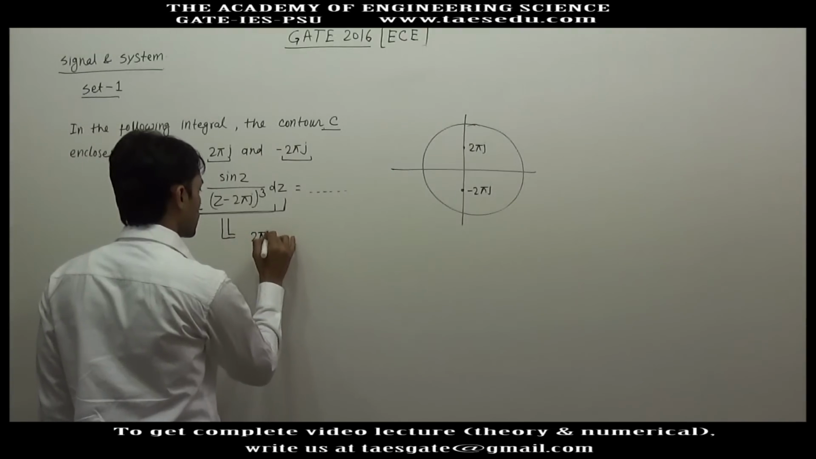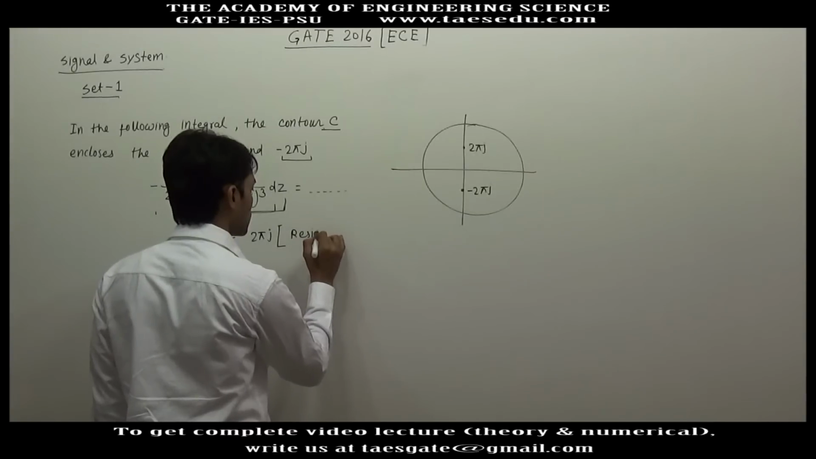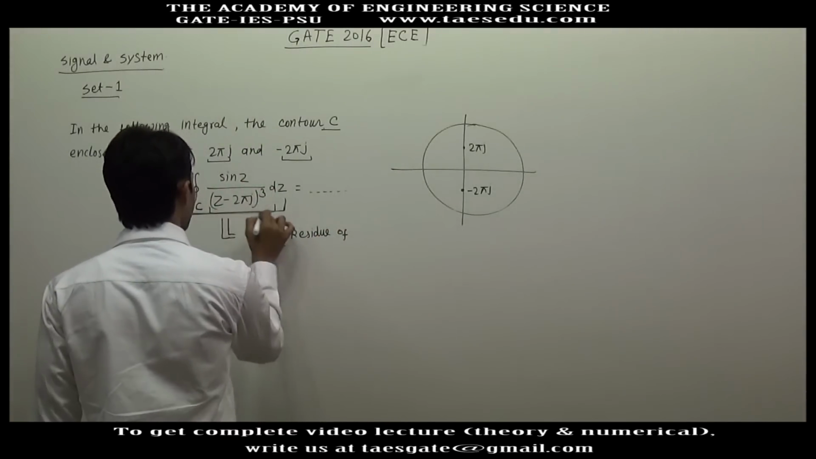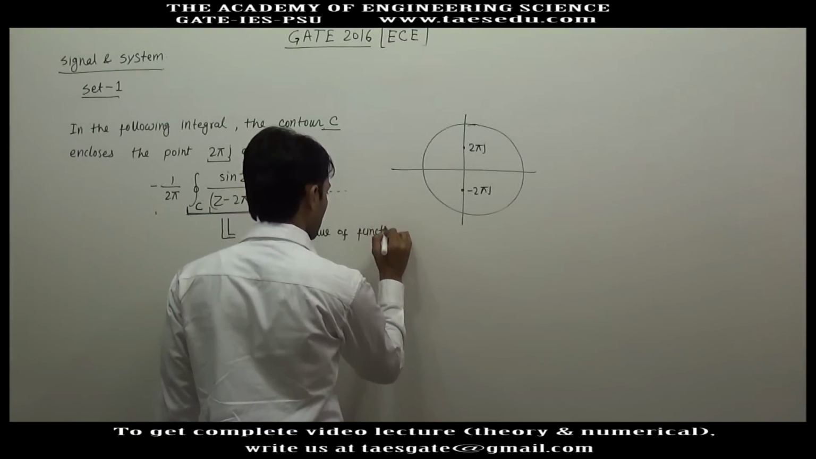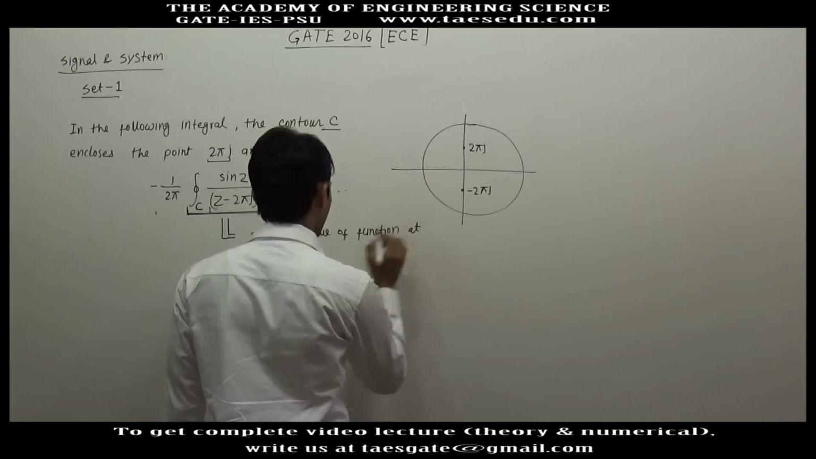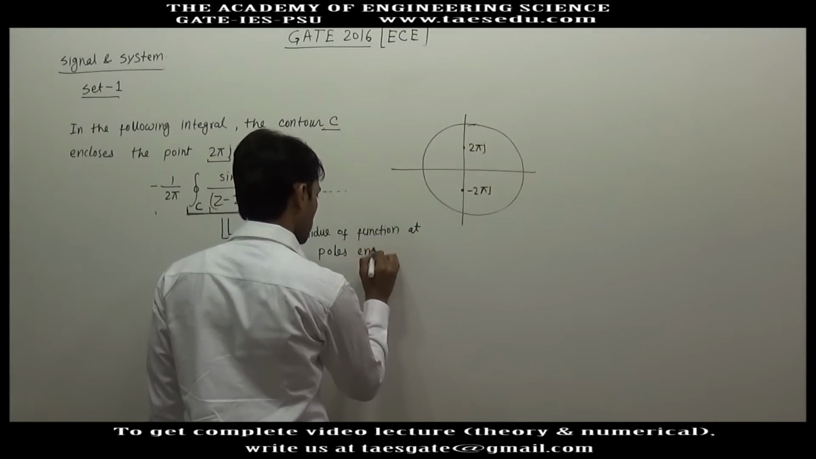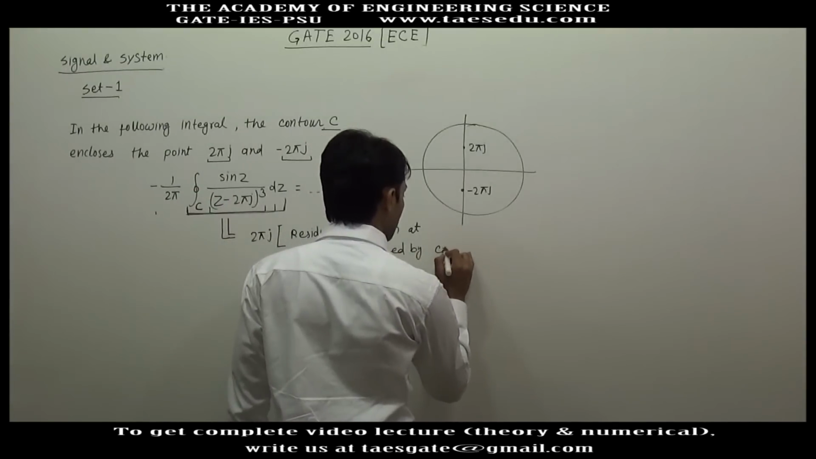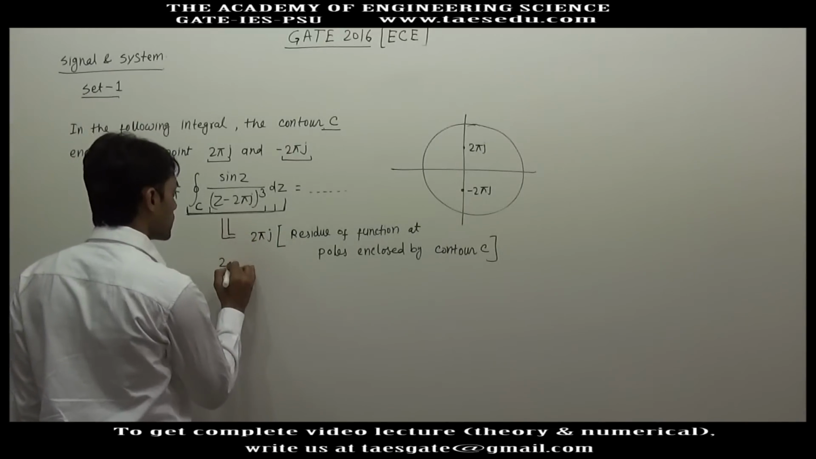2 pi j into residue of this function, residue of the function at points or at poles enclosed by the contour C. Okay, so in this function we have a triple pole at 2 pi j.